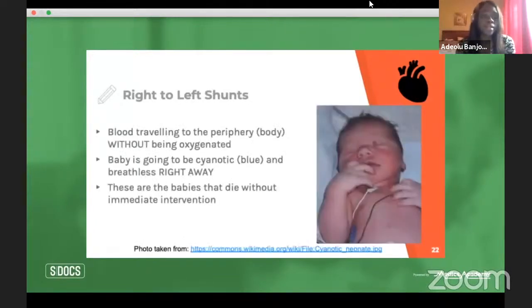So what is a right to left shunt? A right to left shunt is basically when you have blood flowing across a defect from the right side of the heart to the left side of the heart. Because it's flowing from right to left, it's not being oxygenated. It's not going through the lungs, through the pulmonary arteries, to get oxygen. So you basically have deoxygenated blood flowing to the periphery, or to the body. This is what will cause a cyanotic, or blue, baby that from birth will be blue and will be breathless right away. So this is much more of a medical emergency than a left to right shunt, and these are the babies that will die without immediate intervention.